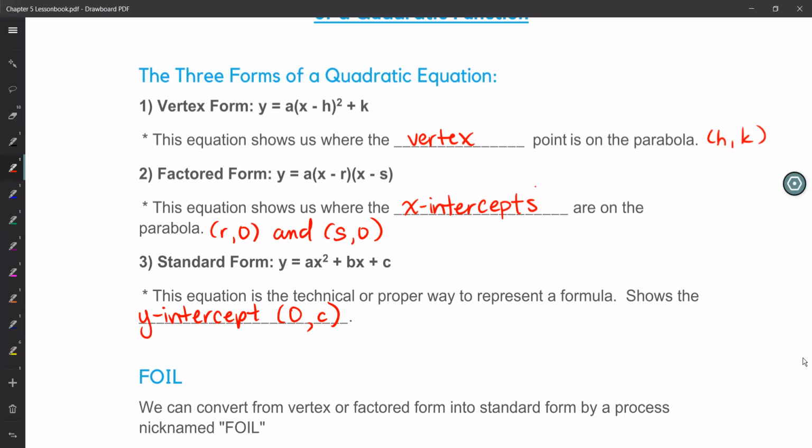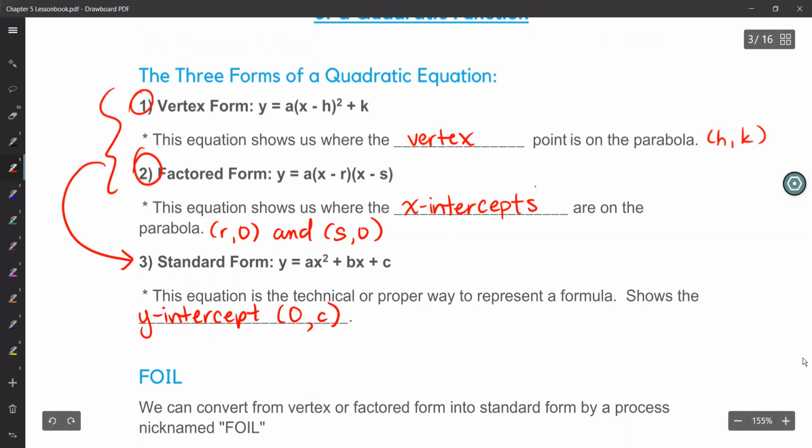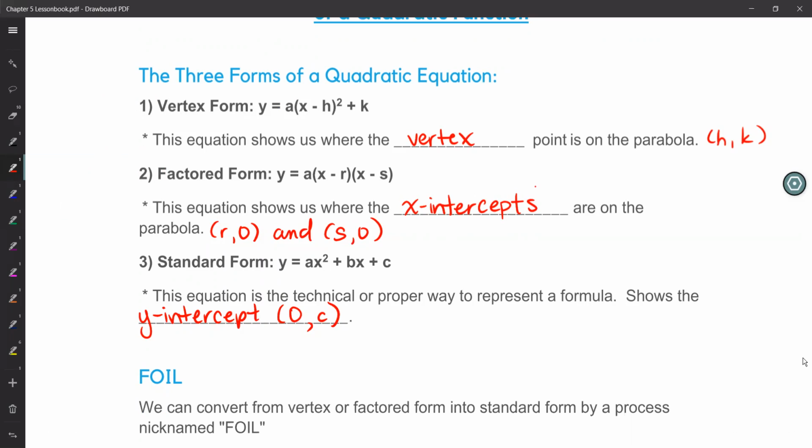So we have all of these forms, and similar to our equations of lines in grade 9, the equations can all tell us different pieces of information about the specific quadratic. So we're going to learn today how to go from these forms into standard form. And we do this by essentially expanding out and using the distributive property.